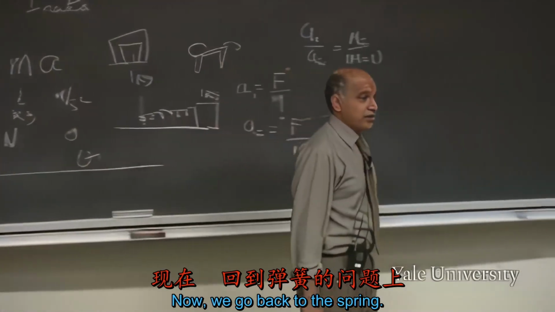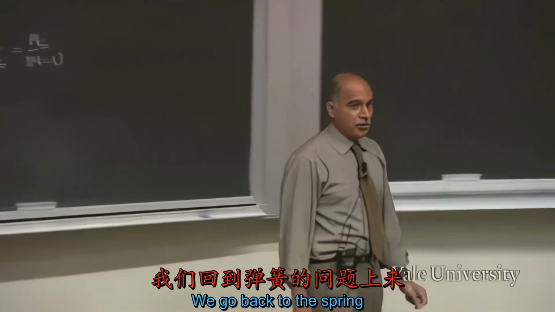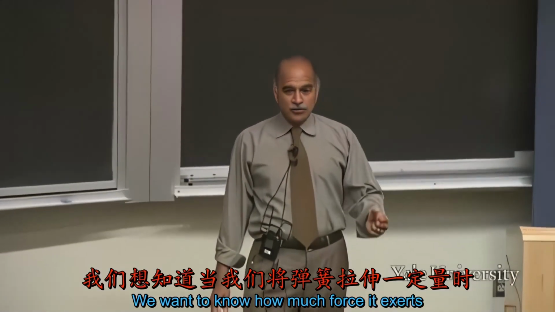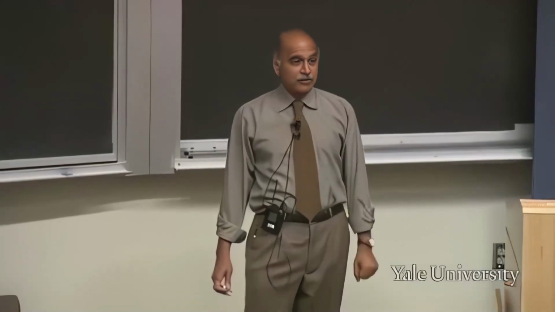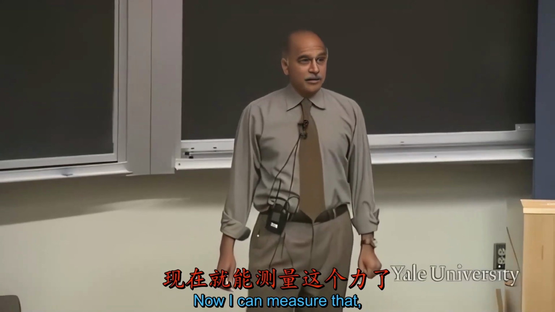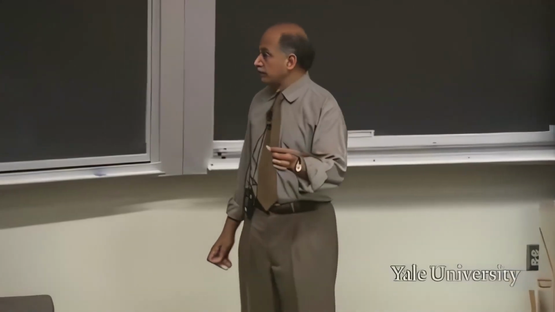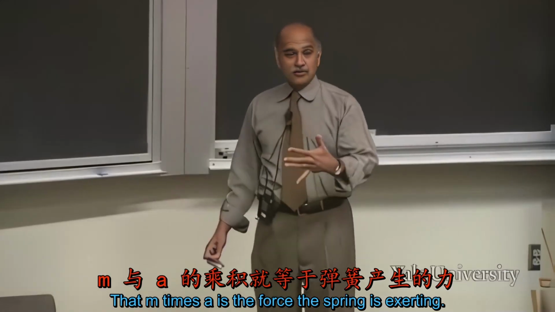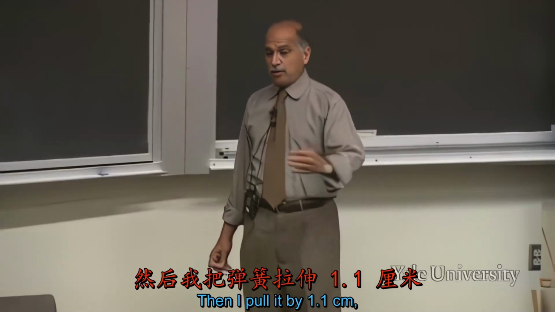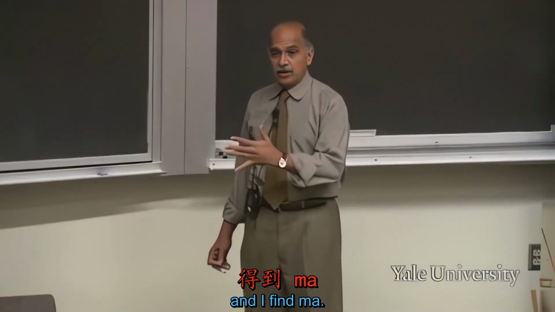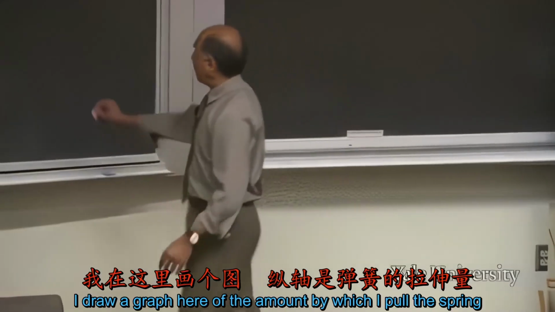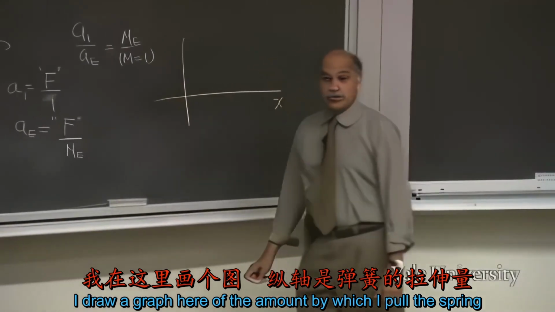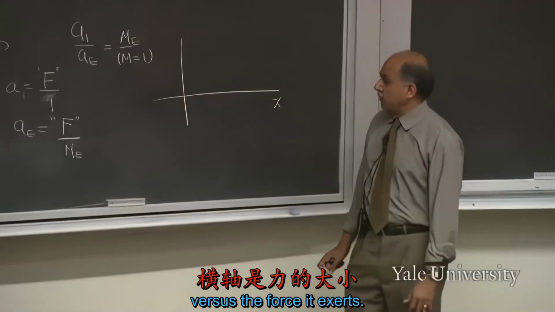Now we go back to the spring. We go back to the spring and we want to learn something about the spring. We want to know how much force it exerts when I pull it by a certain amount. Now I can measure that because I pull it by 1 centimeter and I find the acceleration it exerts on a known mass, that m times a is the force the spring is exerting. Then I pull it by 1.1 centimeter and I find ma. I find 1.2, I find ma. I draw a graph here of the amount by which I pull the spring versus the force it exerts.